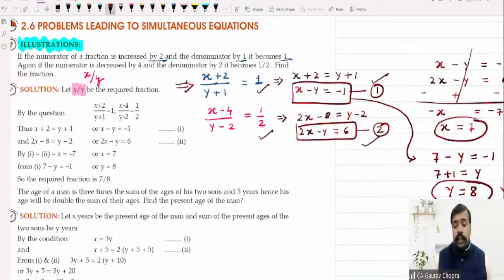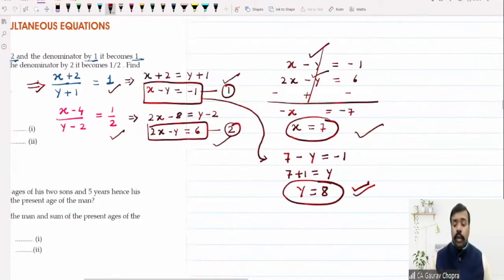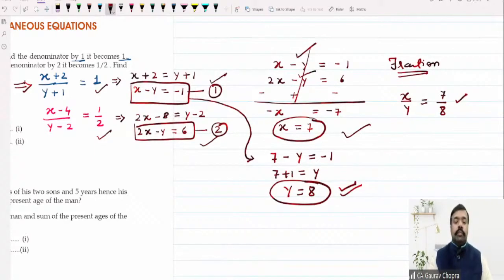After getting these two equations, we have simply done the elimination. So how it was done, since y is having minus 1 as the coefficient, in second equation also, y is having minus 1 as the coefficient. So since coefficients are same, we can easily cancel them and got the result of x. And by substituting, we computed the result of y as well. So now we have got the value of x and y. So our fraction was x by y. Hence, it is 7 by 8. The required fraction is 7 upon 8.